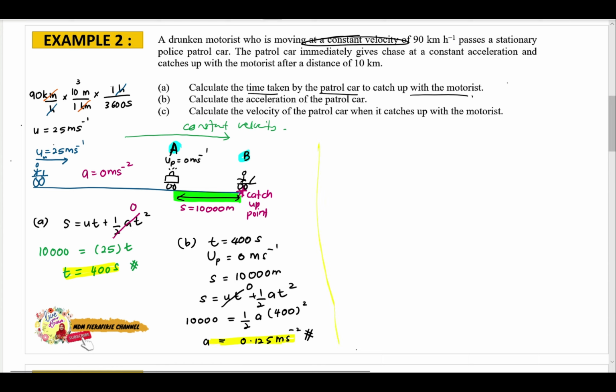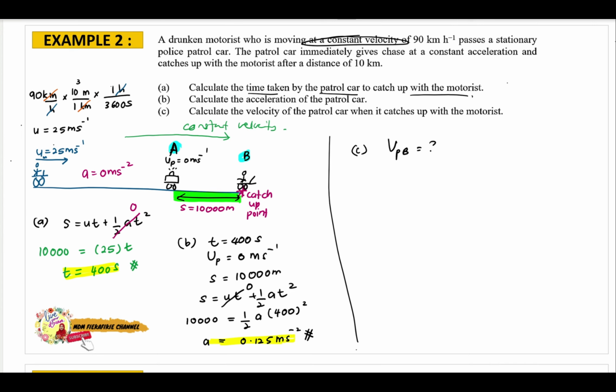And then the last question, question C, look at here. Calculate the velocity of the petrol car when it catches up with the motorist. So we want to find the velocity of the police car at point B.